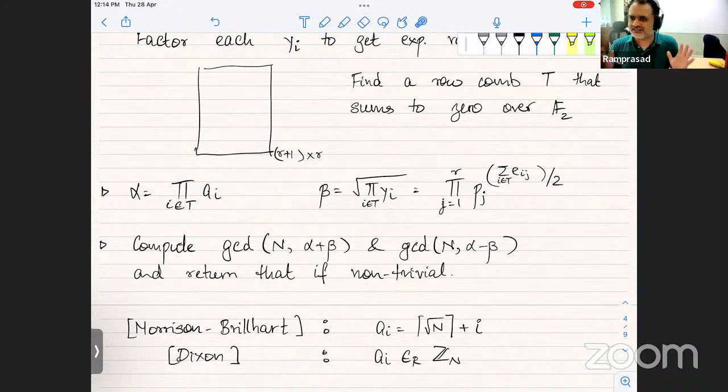Dixon's approach is in fact saying, why are we even trying to be smart here? Let's just pick an ai at random, square it, look at its residue, and then try to see if that's a smooth number, etc.